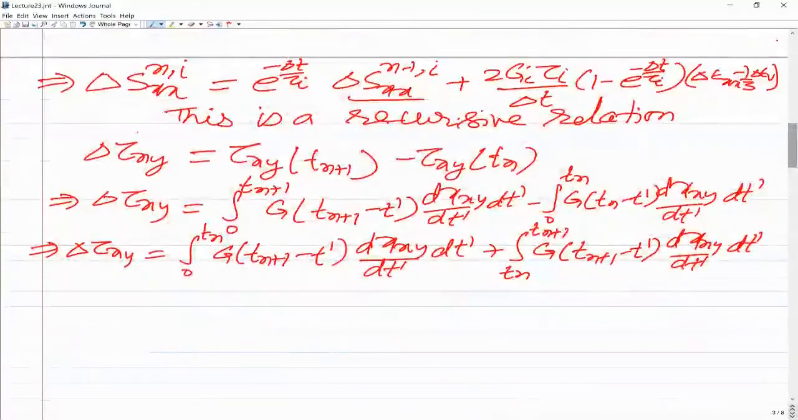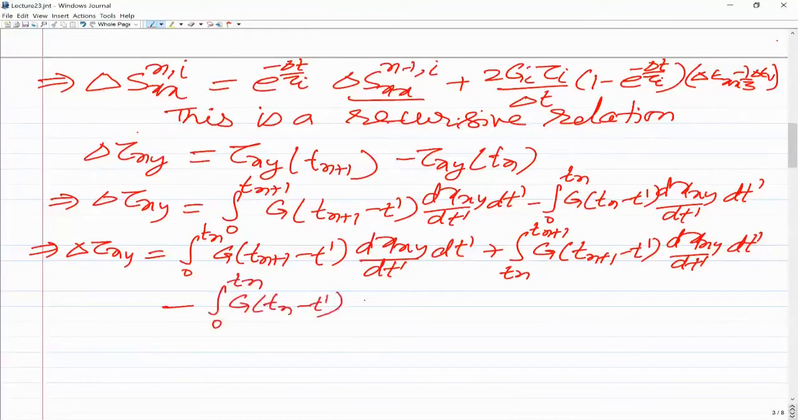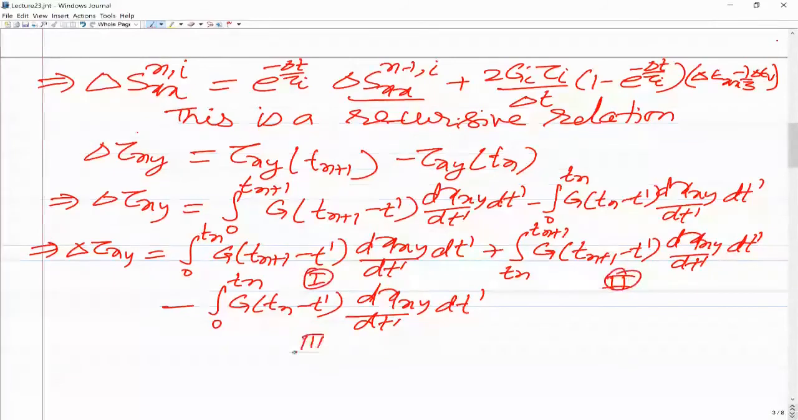So the first term can be split into two terms, 0 to Tn and Tn to Tn plus 1. Minus, of course, the third term remains as it is, that is 0 to Tn g of Tn minus T dash into d gamma xy by dt dash into dt dash. So now let us do the same kind of thing: let us call this the first term, this the second term, and this the third term, the way we did earlier.